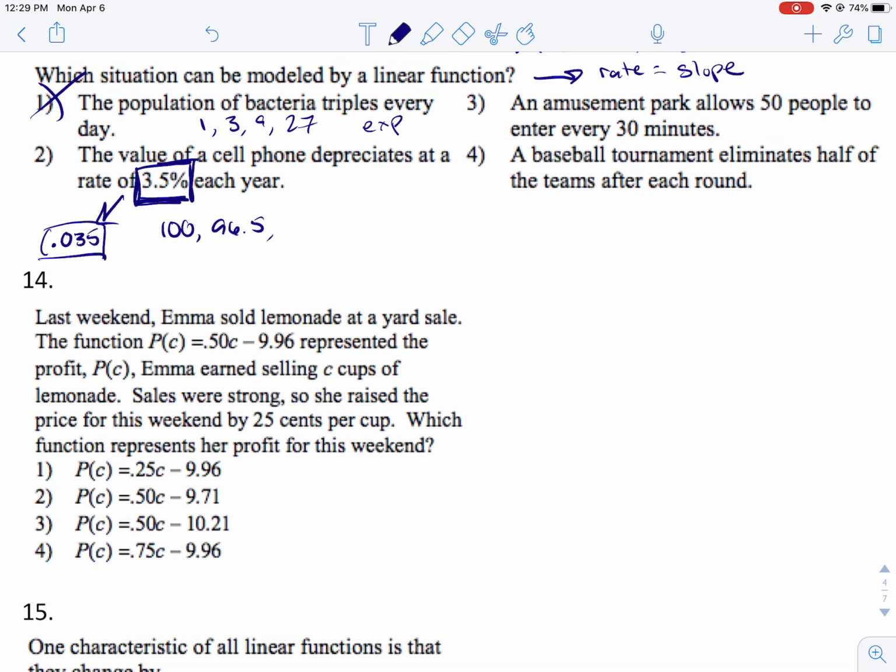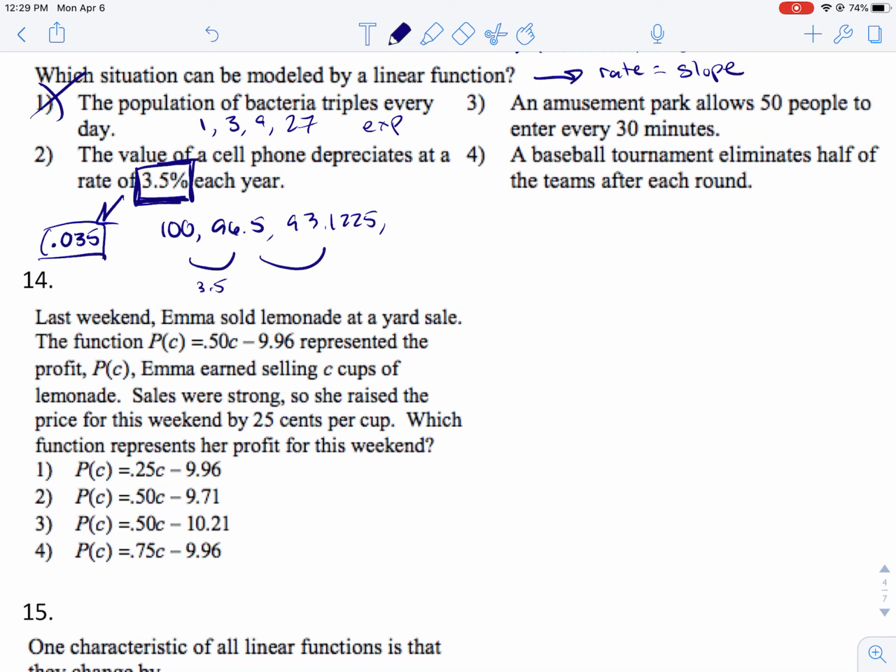You gotta remember, when you're multiplying percentages, this is actually your percentage you're multiplying. That's your rate, okay? You gotta move the decimal place over twice. All right, so you take 96.5, you multiply it by 3.5%. And now your phone is worth 93.1225, okay? So as you can see, we're not going down by the same rate, okay?